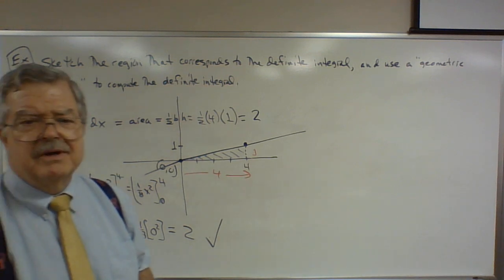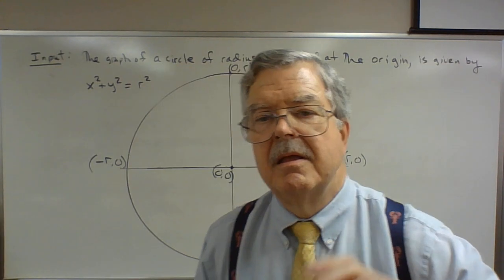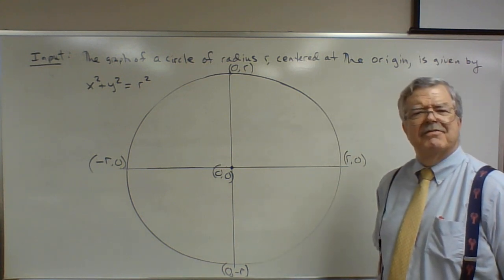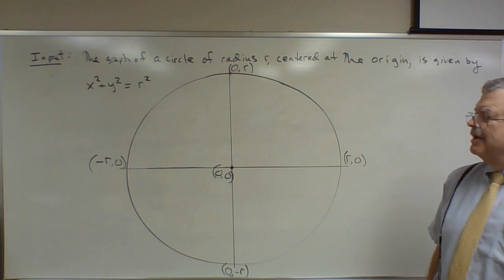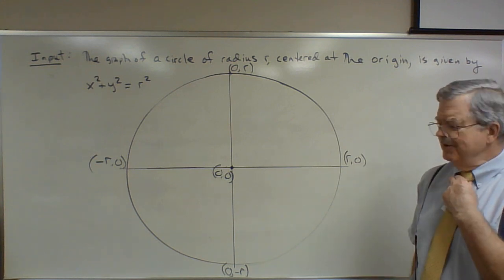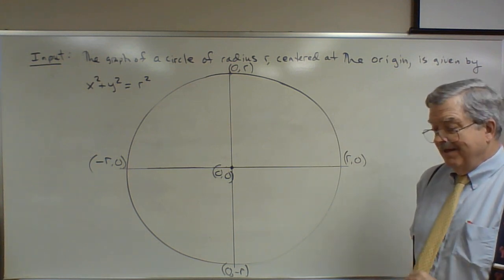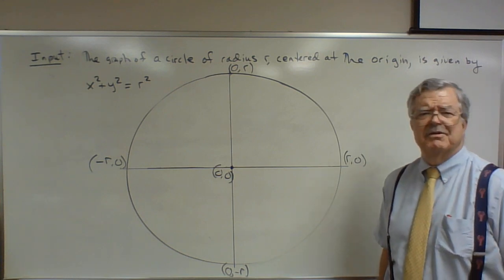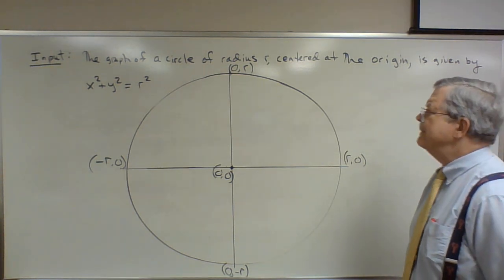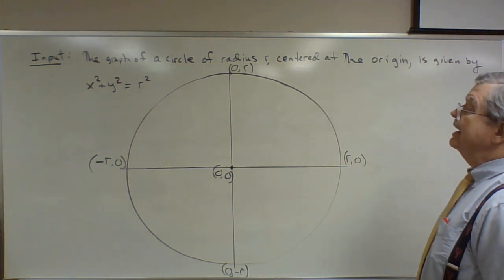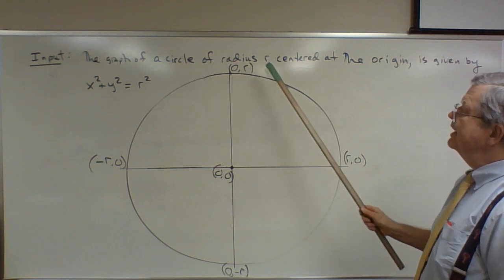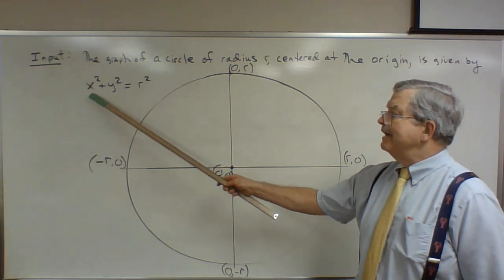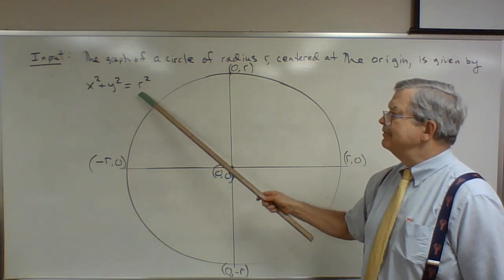Okay, let's do another one. To do some of the exercises that you're going to have for homework, it's going to be necessary that you know how to do graphs involving circles, semicircles, and so forth. And it turns out the graph of a circle of radius r centered at the origin is given by x squared plus y squared equals r squared.